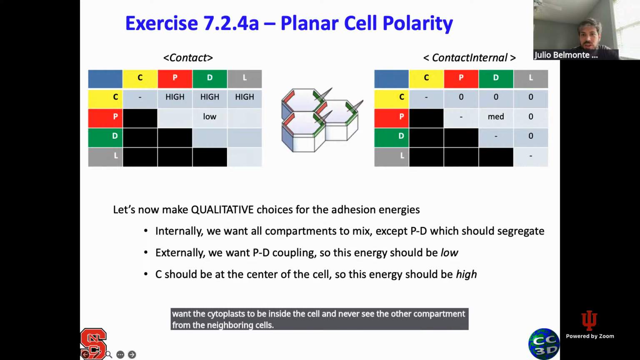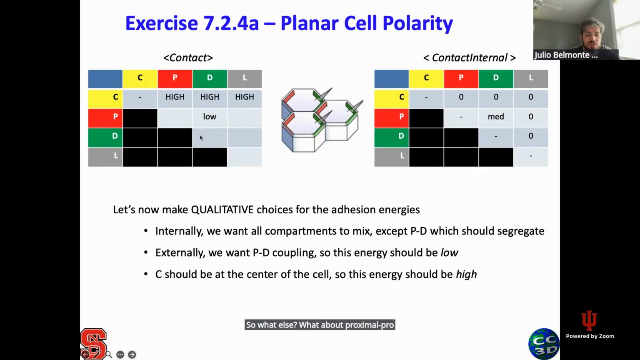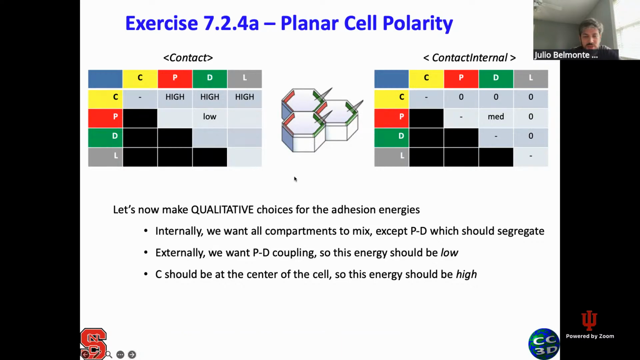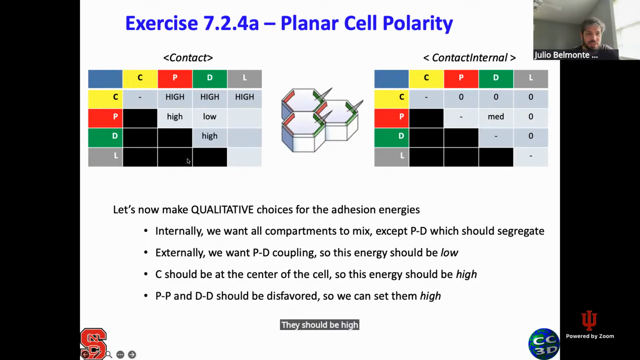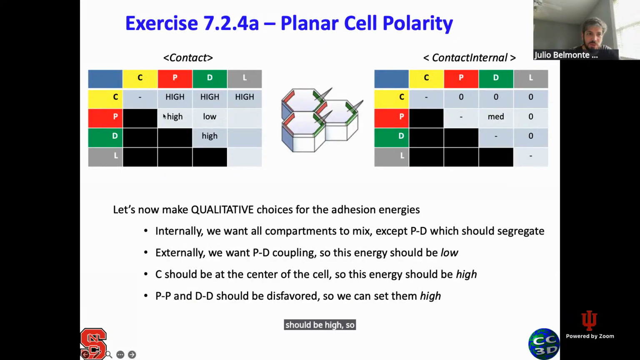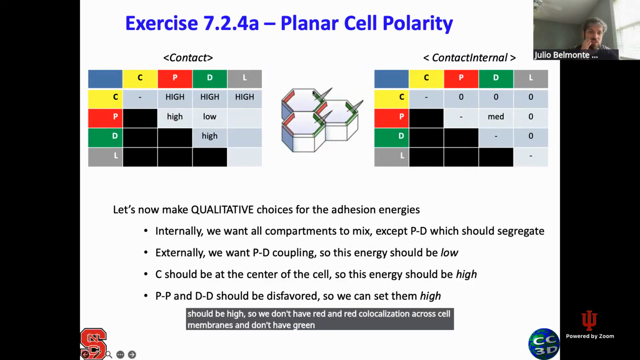Okay, so what else? What about proximal-proximal, distal-distal? Red, red, and green, green. Well, you do not want to have red-red coupling and green-green coupling, right? Therefore, the proximal-proximal and distal-distal energy should be what? They should be high, right? So these also want to be high, maybe not as high as cytoplasm and everything else, but they should be high so we don't have red and red colocalization across cell membranes and don't have green-green colocalization across membranes.